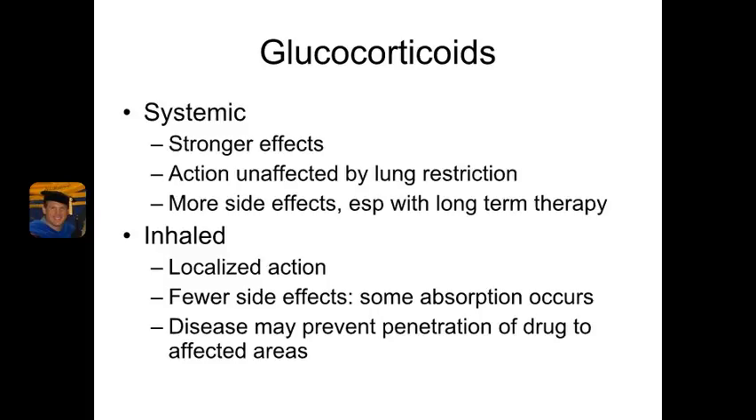When it comes to the inhaled version, there's a localized action. It's going to act really only in the lung, maybe a little bit in the esophagus and stomach. And then there's going to be fewer side effects. Some absorption does occur, typically from what goes into the stomach. And the disease might prevent penetration of the drug. So if they have severe bronchoconstriction, it might prevent the drug from getting farther down to where it needs to act in the bronchi.